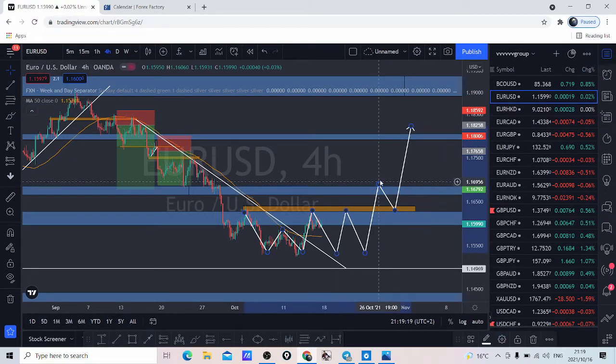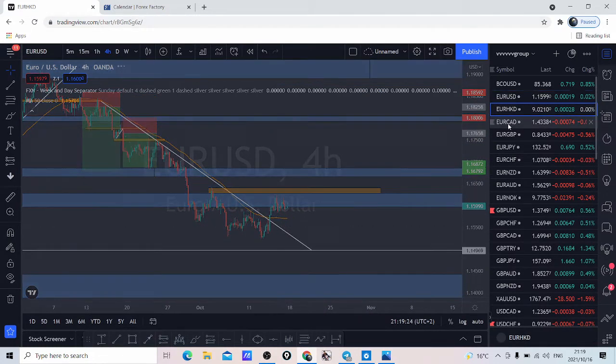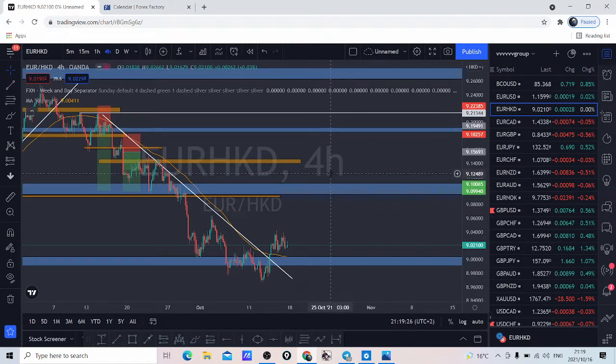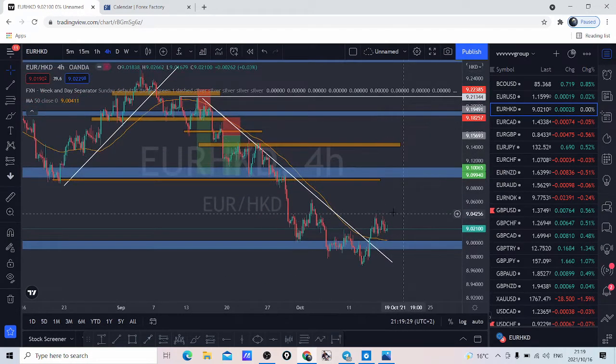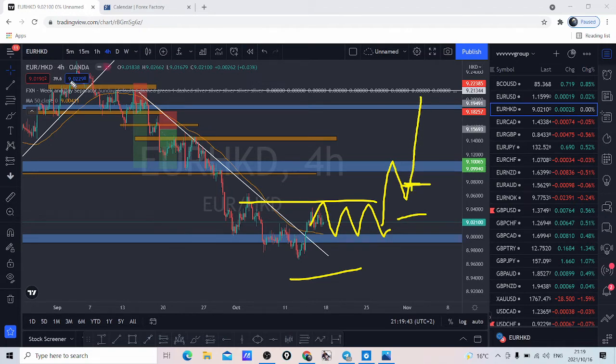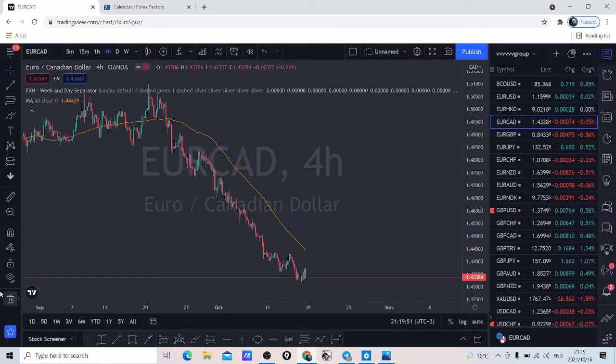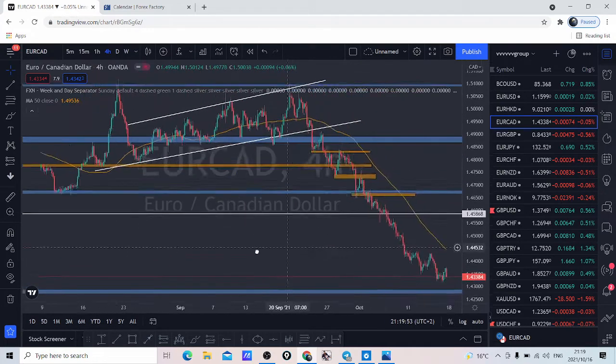But if we don't see a breakout, then we won't be looking for a trade. Same thing with the Euro HKD. I'm expecting a range and then a breakout and then a retest and then bullish engulfing. Then enter here, put a stop loss here, and then hold until your take profit is hit. So guys, this video is going to be so long, so just stay tuned.